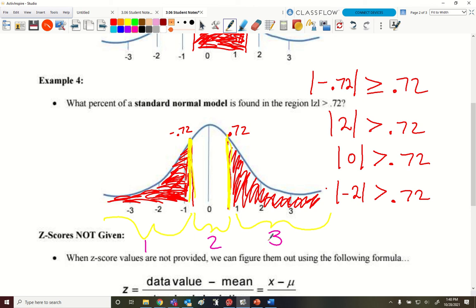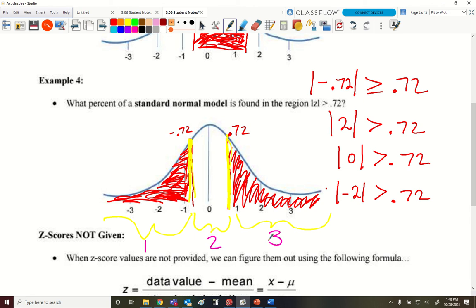I picked positive 2 because it's right there, it's part of area 3, and as I plug it in, the absolute value of 2 is greater than 0.72, therefore I shade it. We did the same thing for 0, that was in area 2, and it did not work out, so I don't shade that.